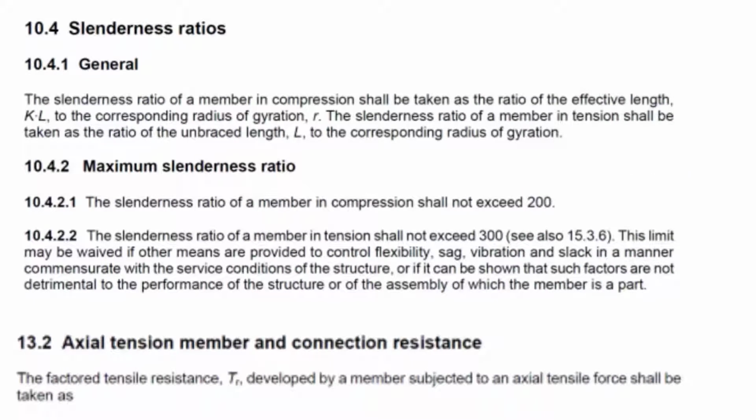Now, here we're going to first start off with some requirements, and one of the things that we need to start checking with tension members early on is something called the slenderness ratio. And so when it comes to this, the slenderness ratio of a member in compression shall be taken as the ratio of the effective length, KL, to the corresponding radius of gyration. So slenderness is KL over r. And this item, slenderness, will come up quite often when you start designing compression members. So just be aware of it.